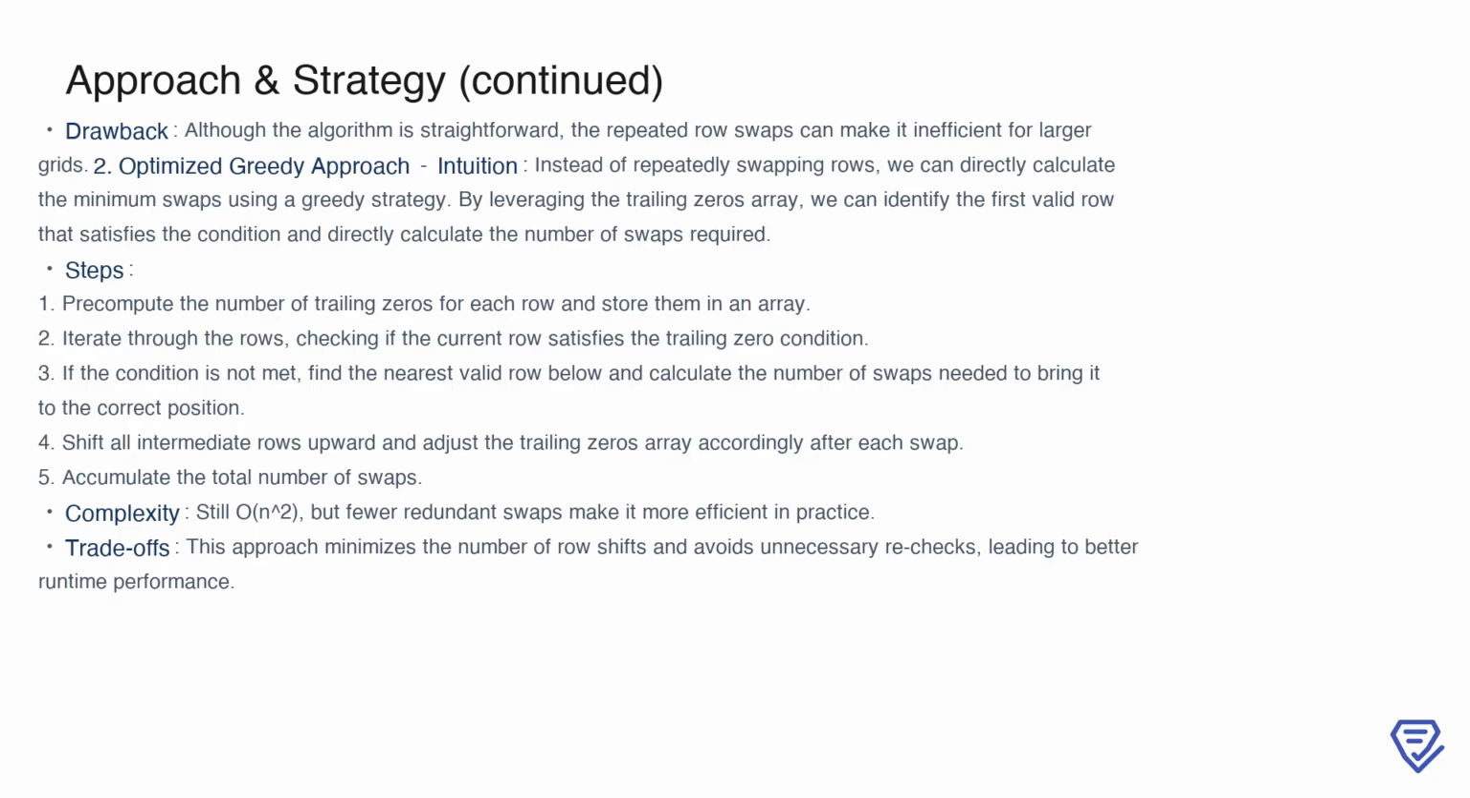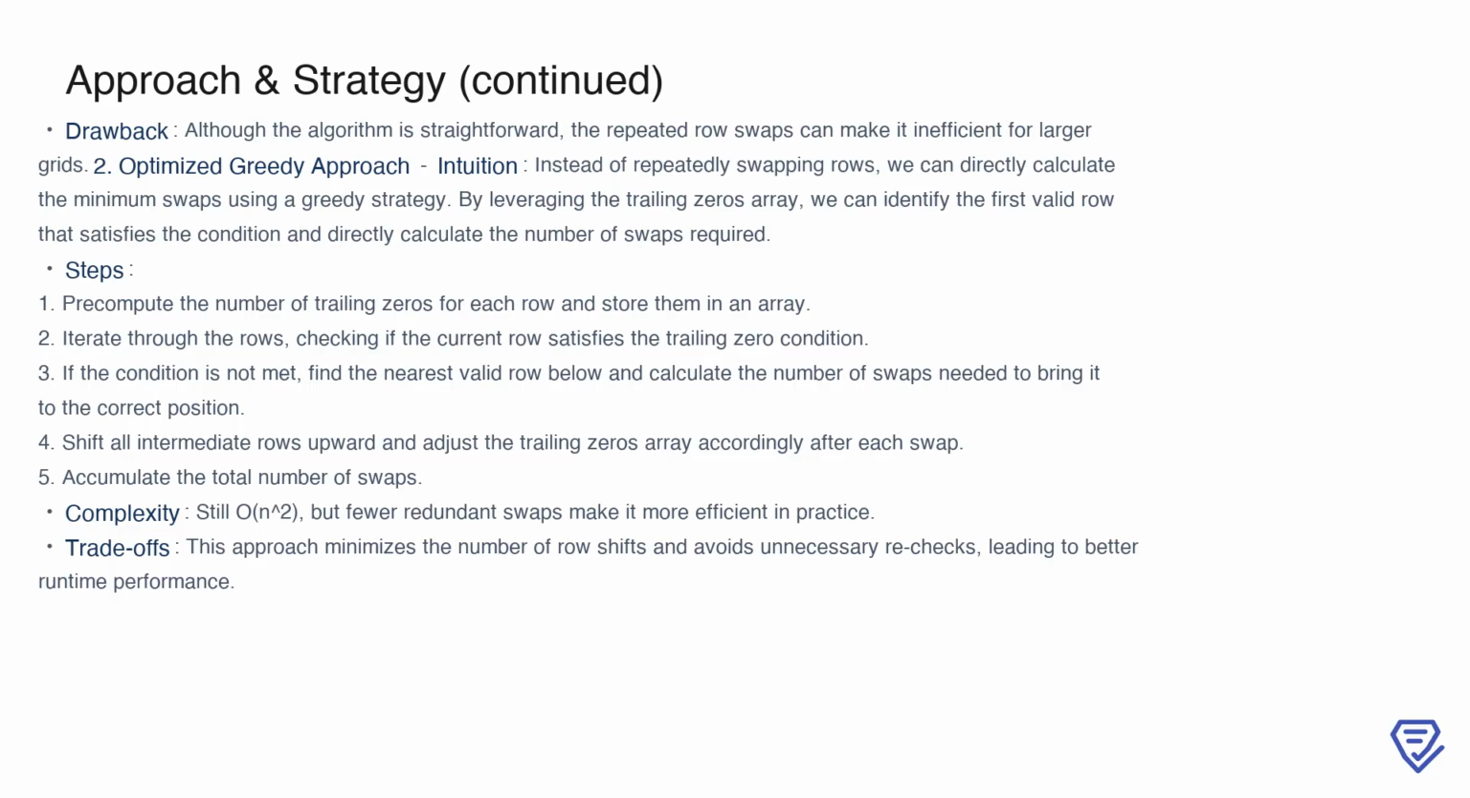The steps for this approach are as follows. First, pre-compute the trailing zeros for all rows and store them in an array. Then, iterate through the rows, verifying if the condition is met for each one. If a row doesn't meet the condition, find the nearest valid row below, calculate the swaps required to bring it up, and adjust the grid by shifting the intermediate rows. This adjustment updates the trailing zeros array accordingly.